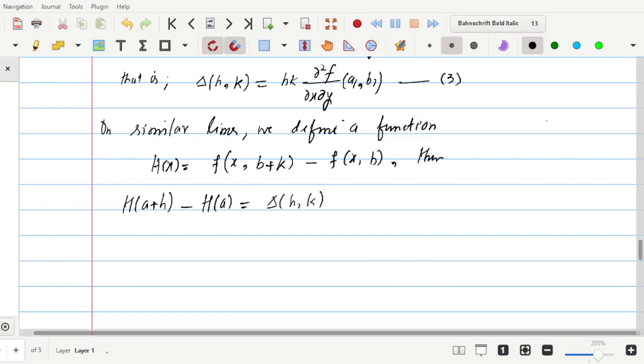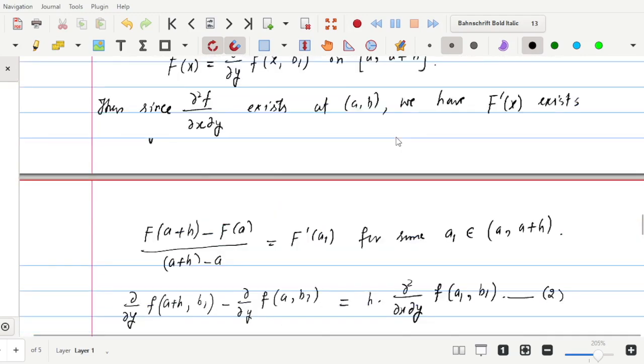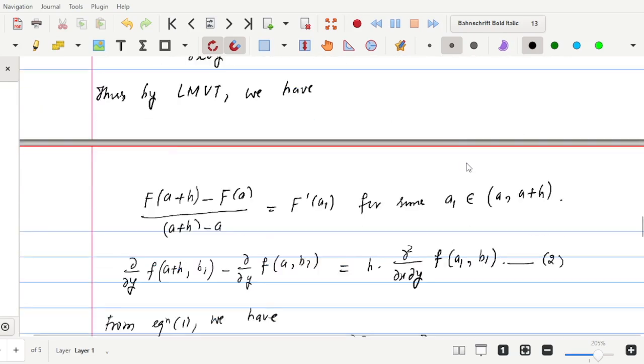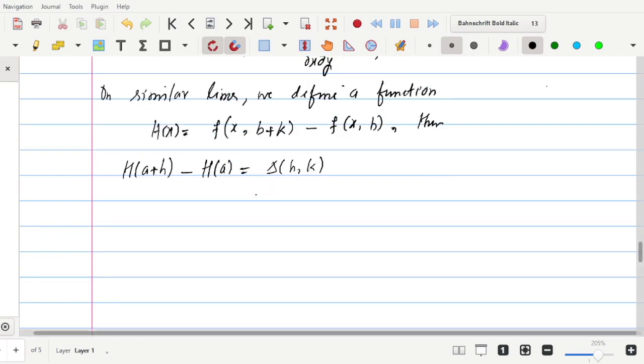And since the first order partial derivatives are continuous, the function h will be differentiable. So we can apply the Lagrange mean value theorem on the function h, and then we will obtain the expression which was obtained here, like this equation number 1. Then again applying the Lagrange theorem on the right hand side of the equation for the function del by del y f, at del by del y f of a comma b1, we will obtain equation number 2. So exactly using the similar procedure that we applied on the function g of y, we will obtain this expression.